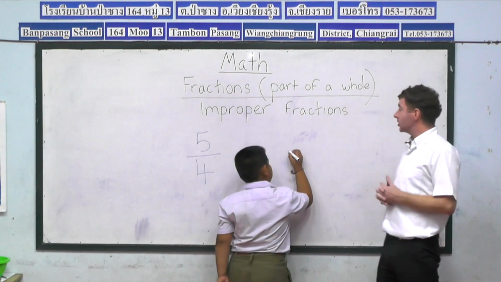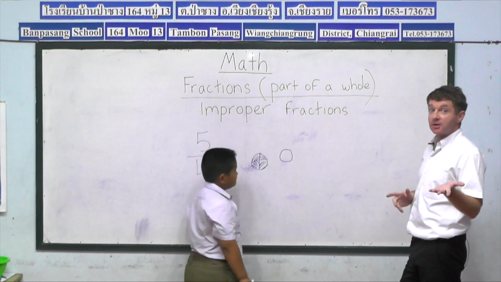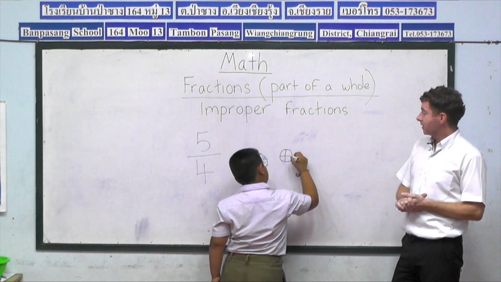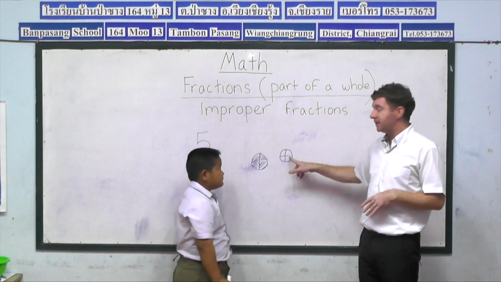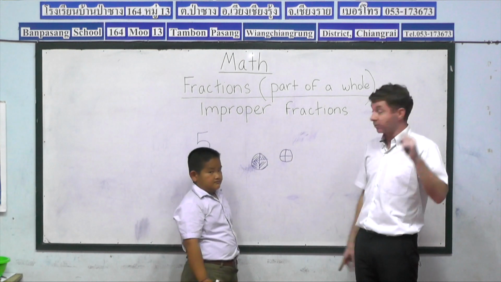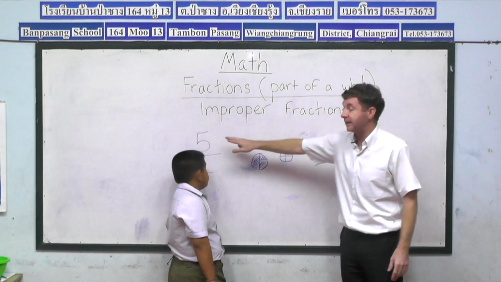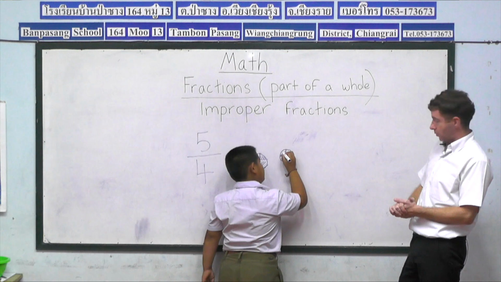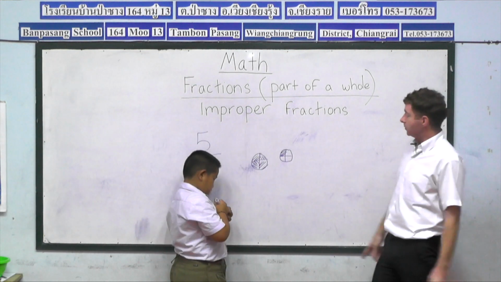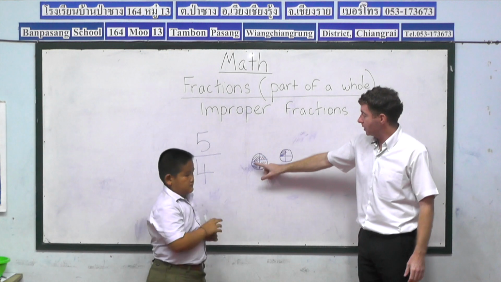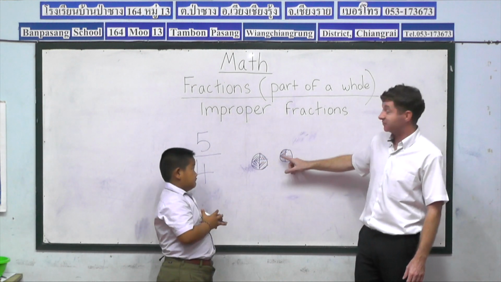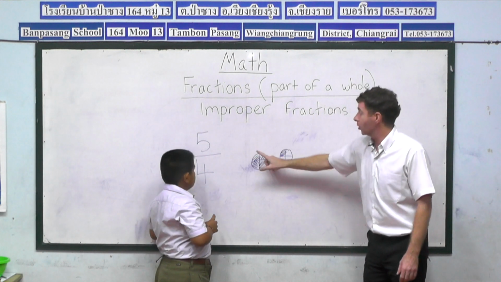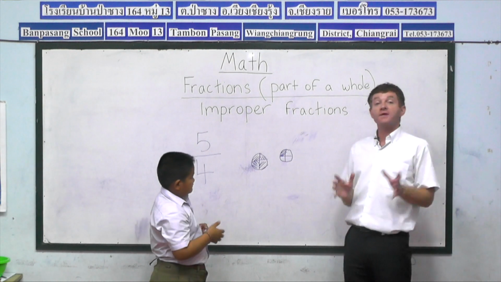Five. So what do we need? We need one more circle. And we divide that circle into the same number of parts, 4. But now, how many parts do we need in blue in our second circle? 1. Because 4 + 1 will equal 5. So Net, you can colour one part blue. Perfect. So now we have 1, 2, 3, 4, 5 parts, which is the numerator, over 1, 2, 3, 4.